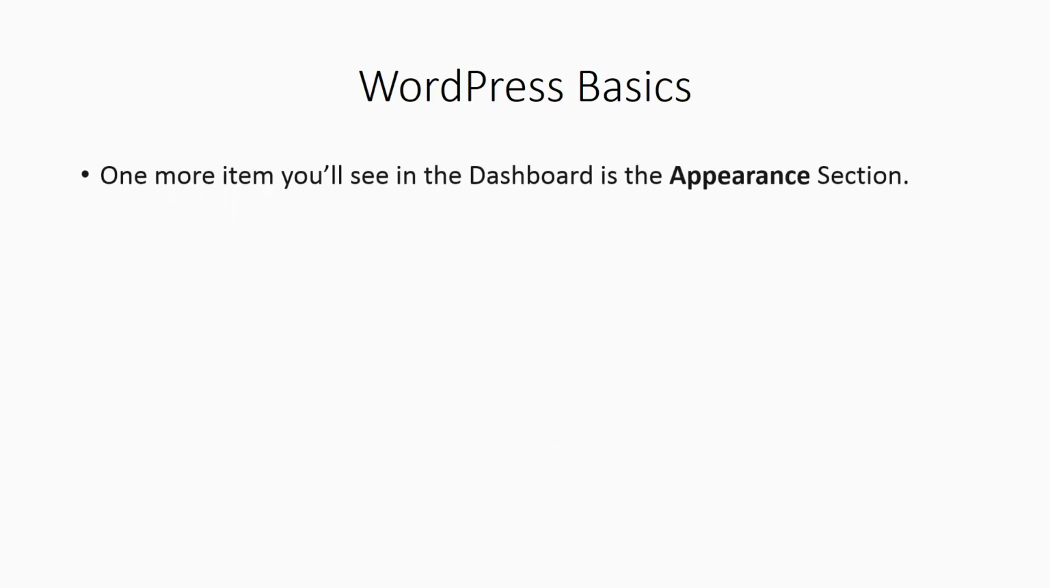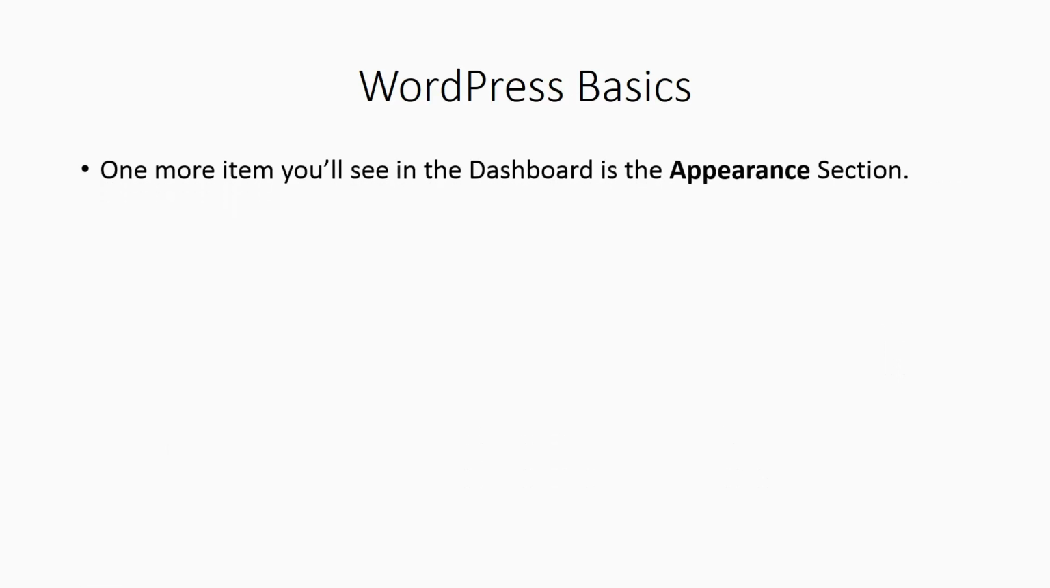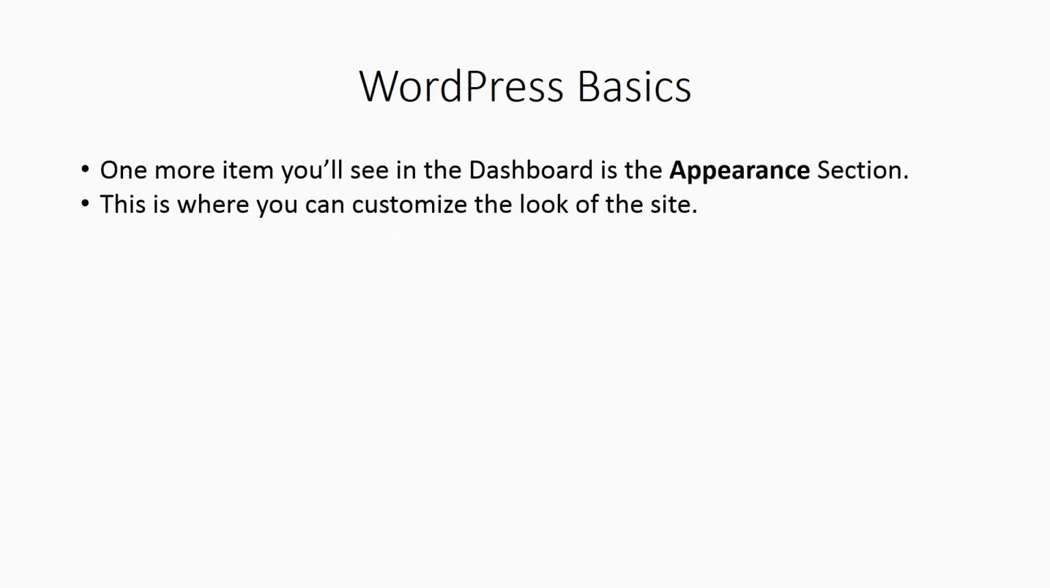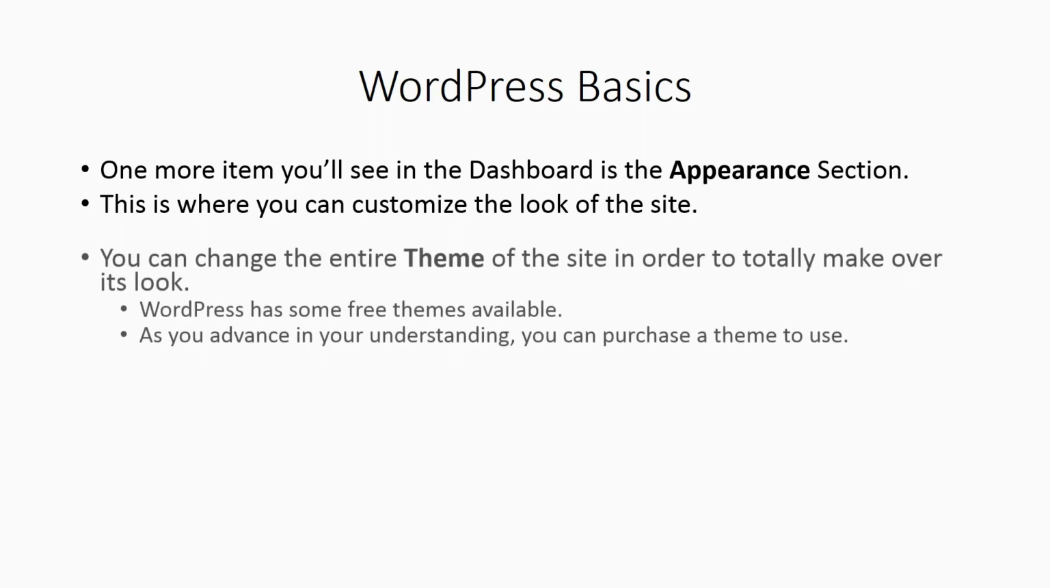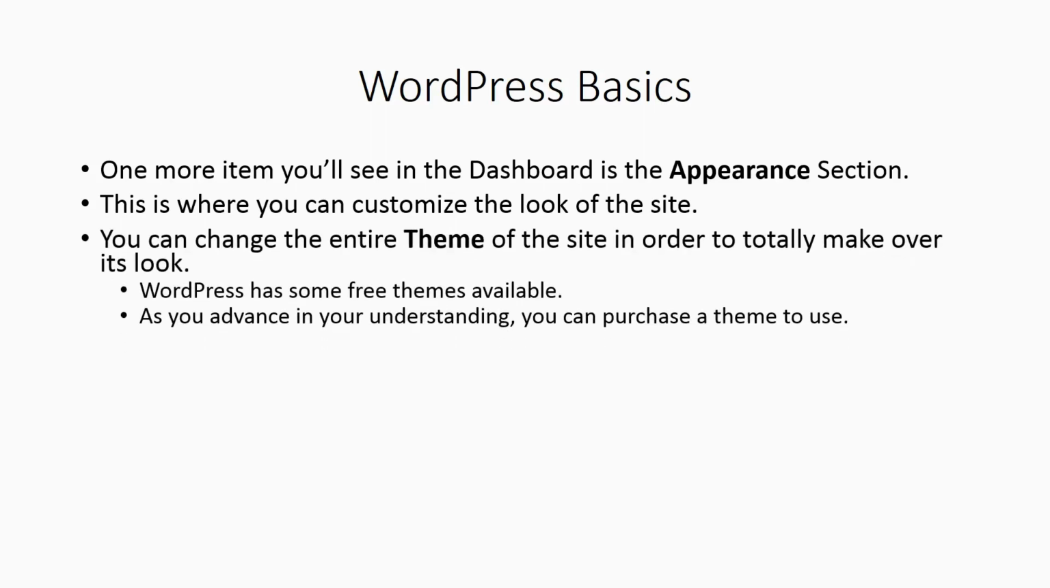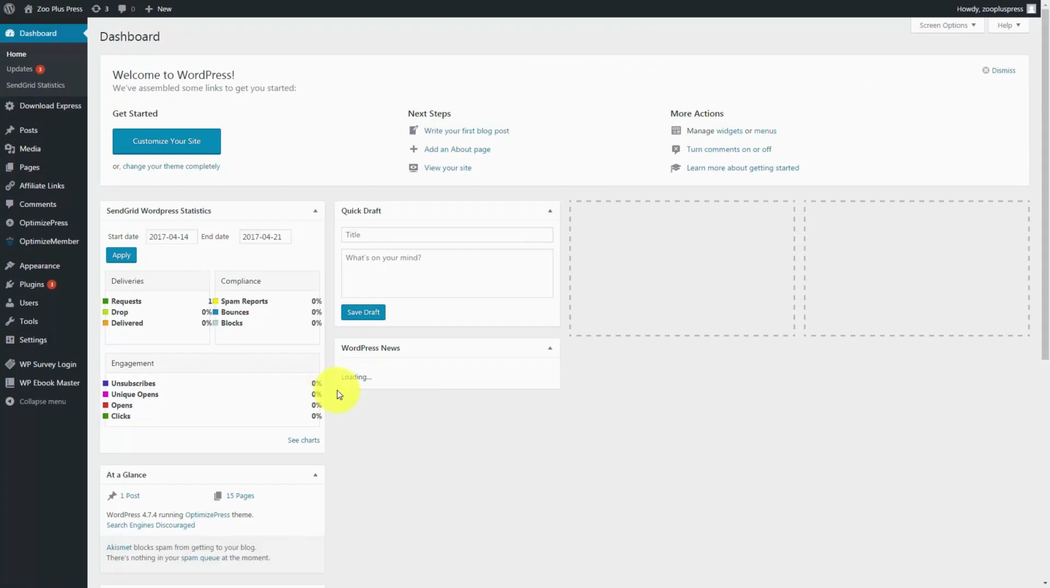Another item you'll see in the dashboard is the Appearance section. This is where you can customize the look of the site. You can change the entire theme of the site in order to totally make it over and change its look. Now, WordPress does have some free themes available, and as you advance in your understanding of WordPress, you can purchase a theme to use.